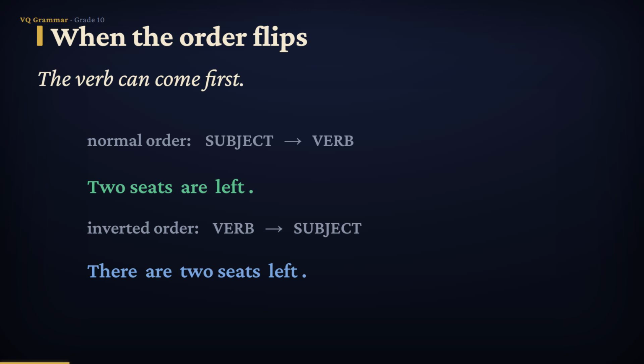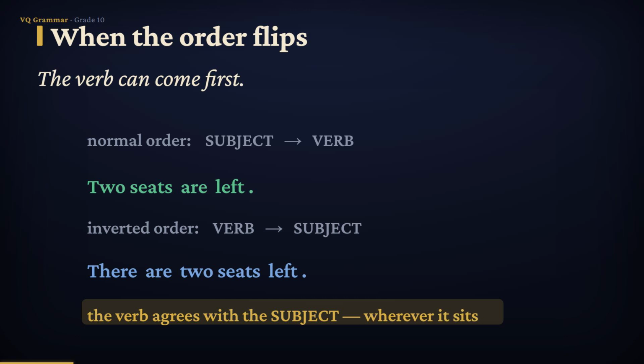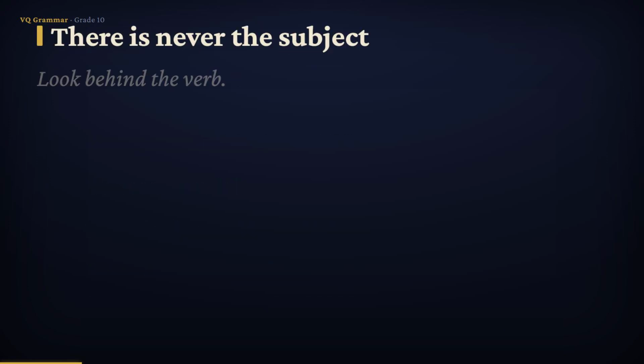Here is the single rule that carries this entire lesson. The verb agrees with the subject, wherever the subject happens to sit. Word order is free to move. Agreement is not. Let's start with the sentences that trip people up the most, the ones that begin with there. Burn this into your memory. There is never the subject. It is only a little word that props the door open so the real subject can walk in.